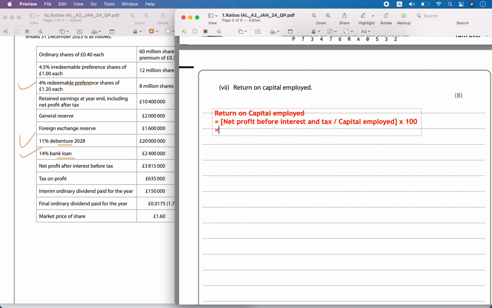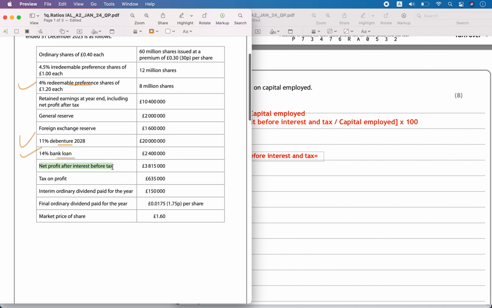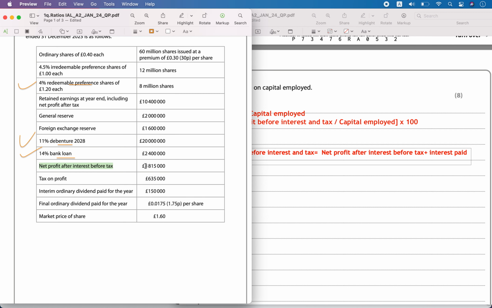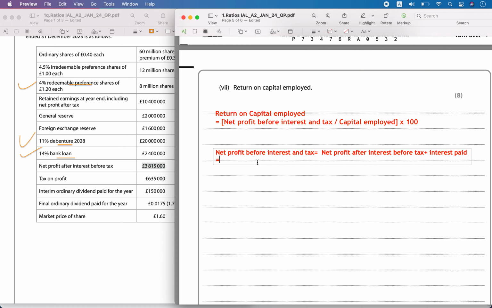So, what is the net profit before the interest and tax was paid? It is equal to the net profit after interest, but before tax. Interest was paid, so we will have to add the interest paid. That is going to be equal to this value plus the interest paid. What was the interest paid?